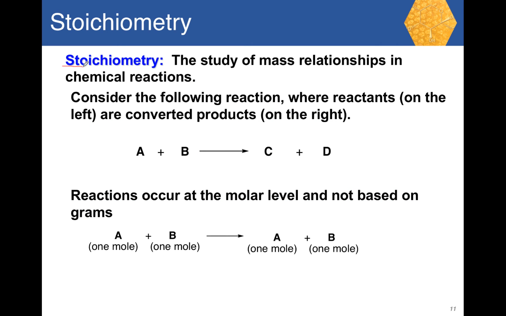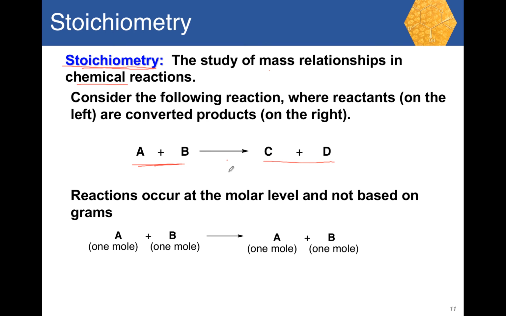Stoichiometry. A new term for us, stoichiometry, is the study of the mass relationship in an equation. You may recall last lecture we looked at balancing an equation, because that gives us the atomic relationship between the reactants and the products. So let us look at this hypothetical reaction. The reactants on the left react to form the products on the right.